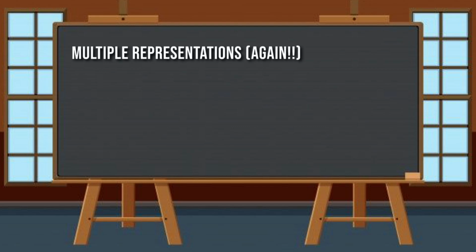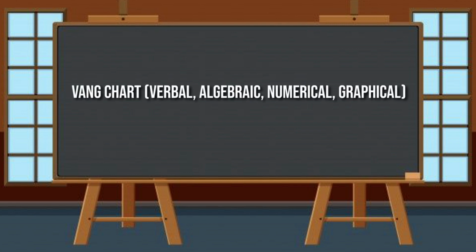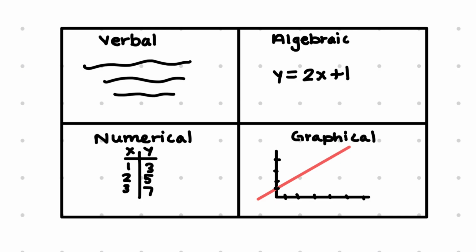Hi everyone, in this video we will explore how we can use multiple representations in the social network section of part 1. During my student teaching, I used an organizational tool called a VANG chart, and the VANG stands for Verbal, Algebraic, Numerical, and Graphical, and it was a way for students to organize all multiple representations of different types of functions. So for example, linear or exponential or rational, or any of the other types of parent functions.